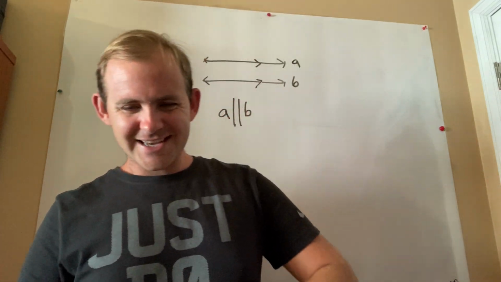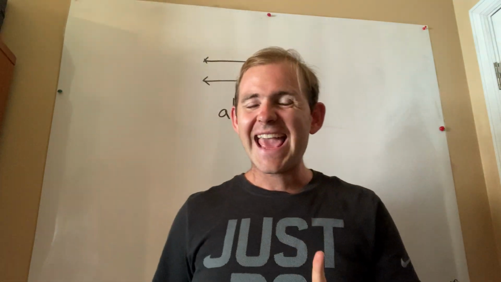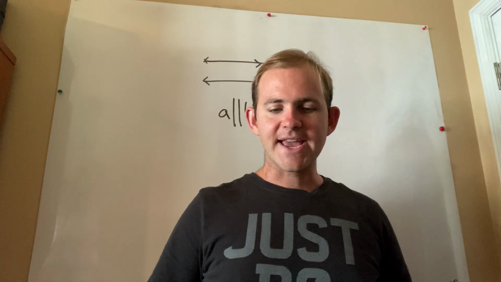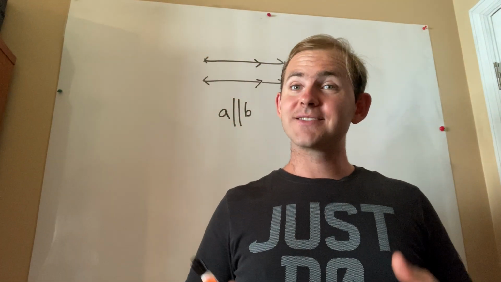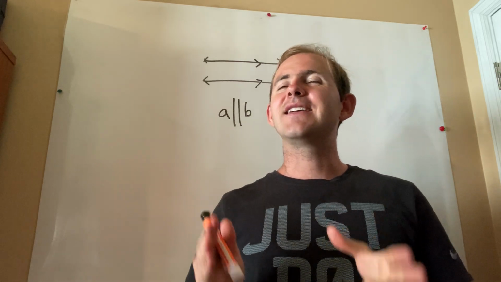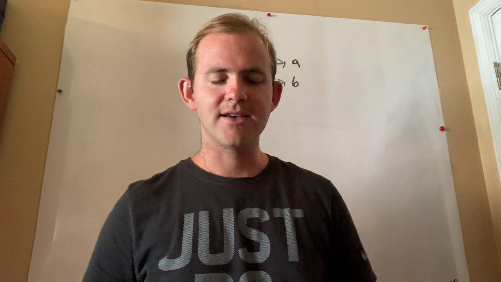Skew lines, okay, this is an interesting one. Skew lines are two lines that never intersect, and they lie in different planes. Let me say that again. Skew lines are two lines that never intersect, and they lie in different planes. Let me show you what I mean by that, okay?